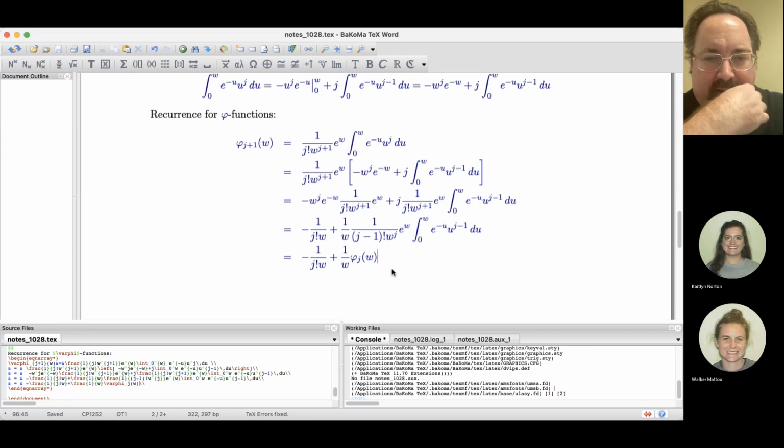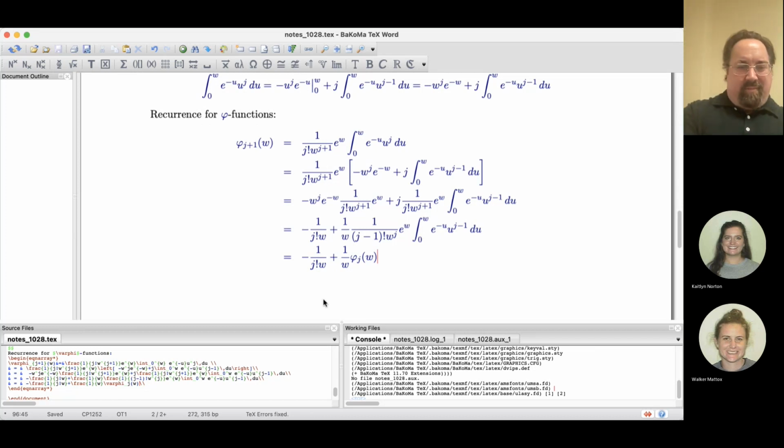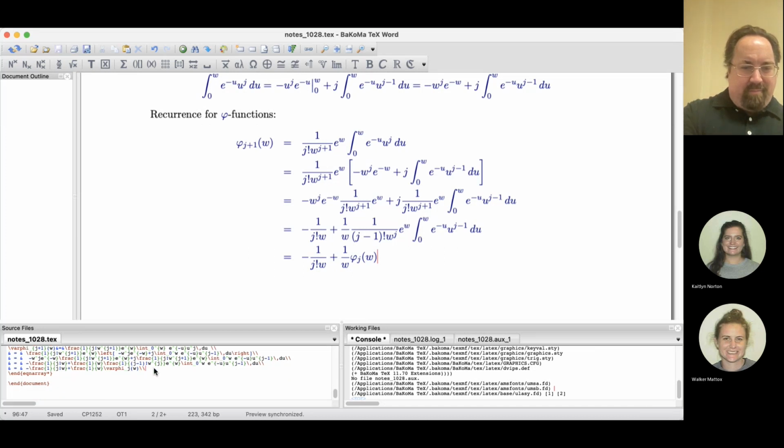One thing I'm checking here is if everything is as it's supposed to be. I believe so. But I thought that last time too. Okay, so now I have a pretty simple recurrence to define all these phi functions.